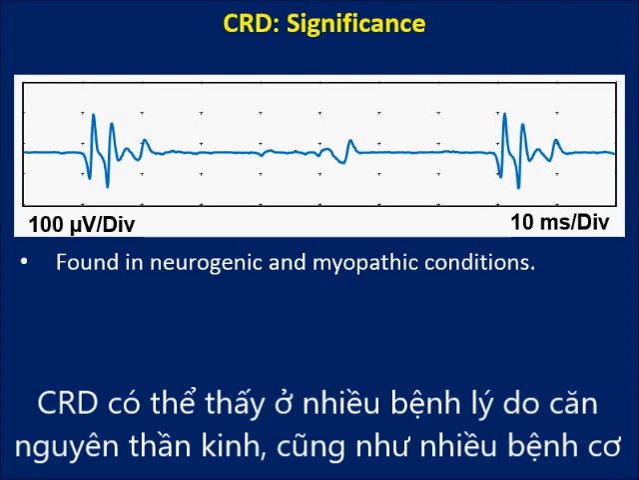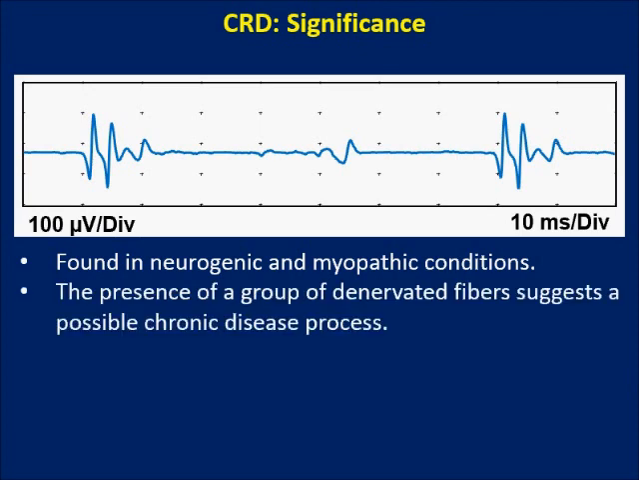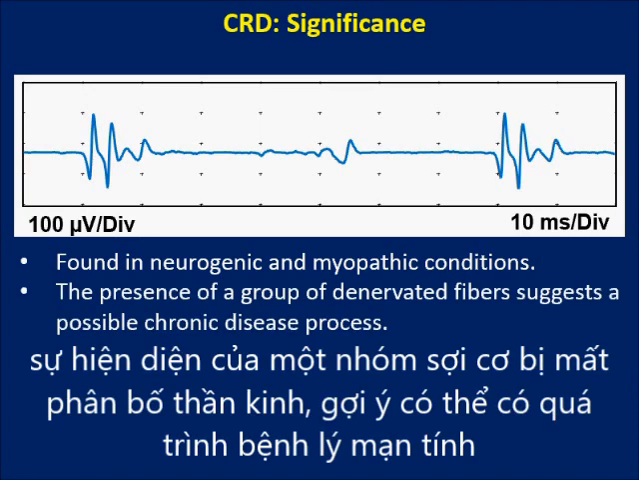The CRDs can be found in many neurogenic and also myopathic conditions. The presence of a group of denervated fibers suggests a more chronic disease process.